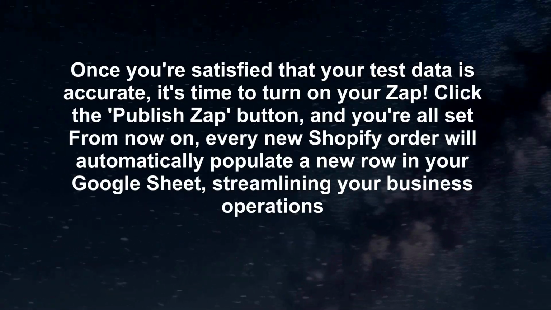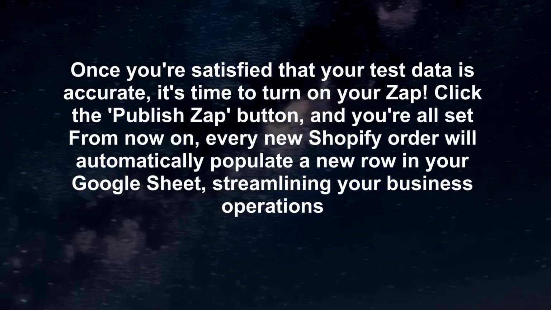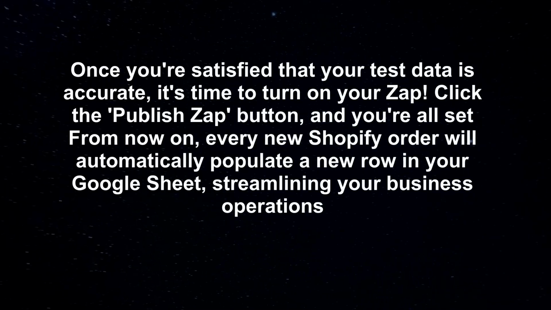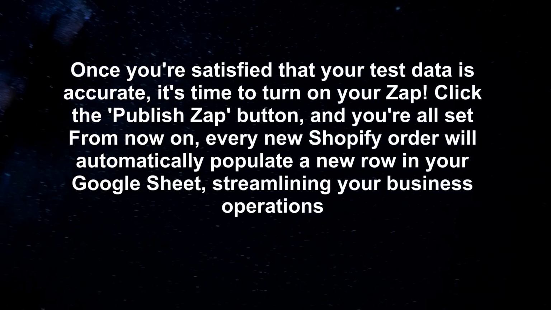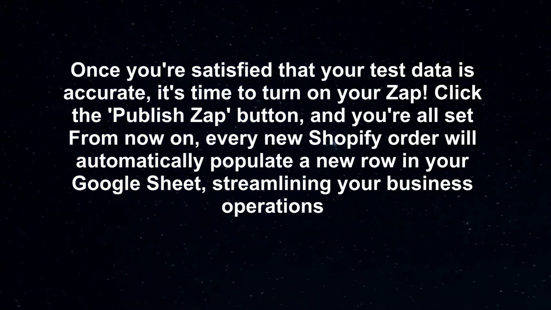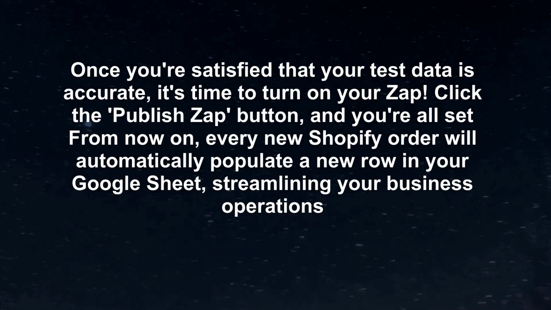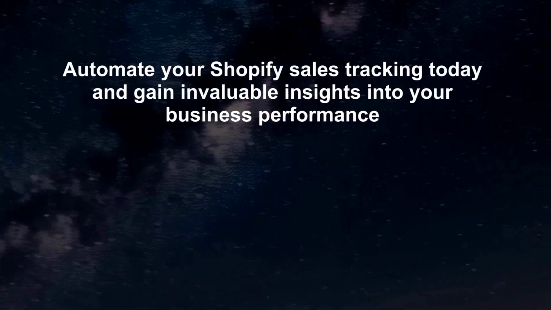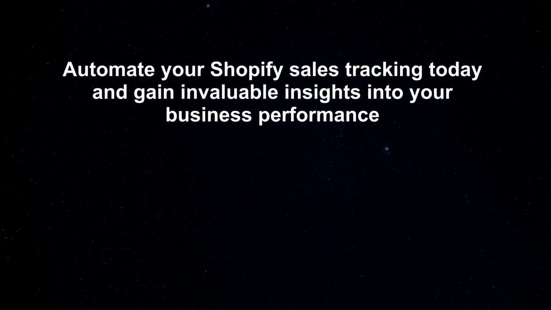Once you're satisfied that your test data is accurate, it's time to turn on your Zap. Click the Publish Zap button, and you're all set. From now on, every new Shopify order will automatically populate a new row in your Google Sheet, streamlining your business operations. Automate your Shopify sales tracking today, and gain invaluable insights into your business performance.